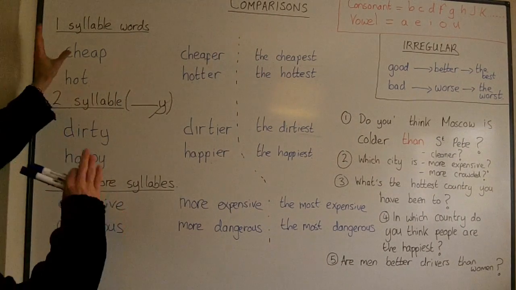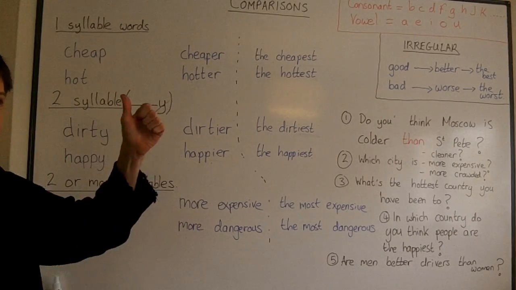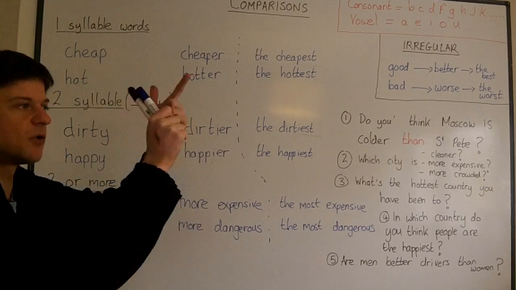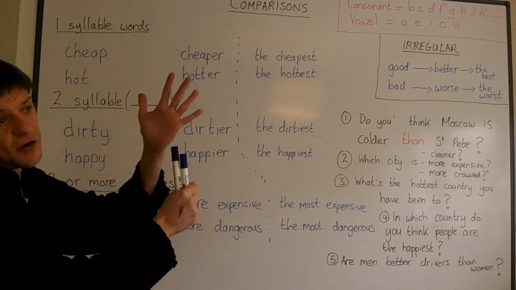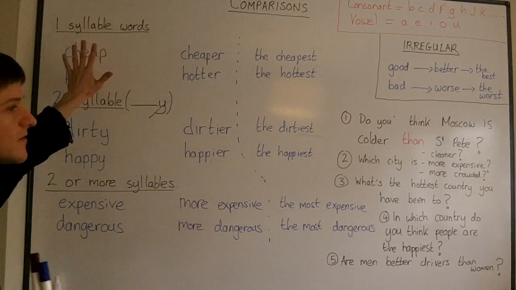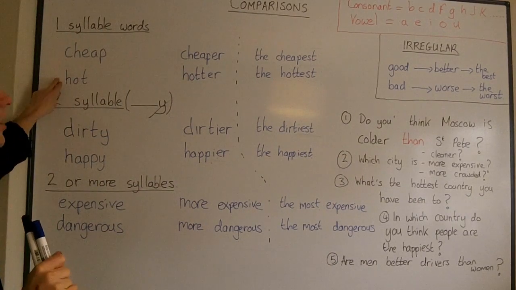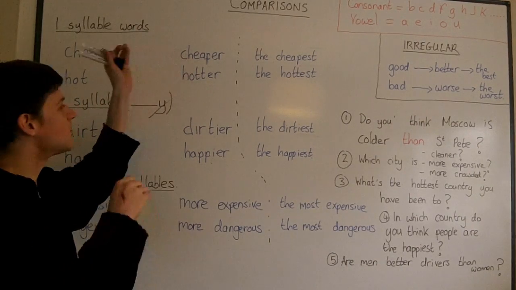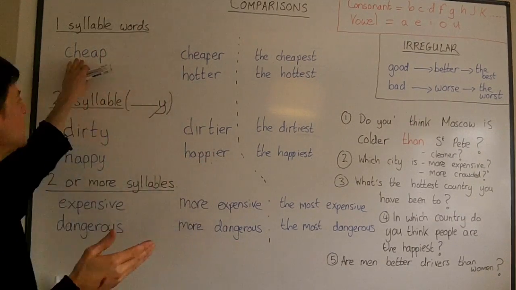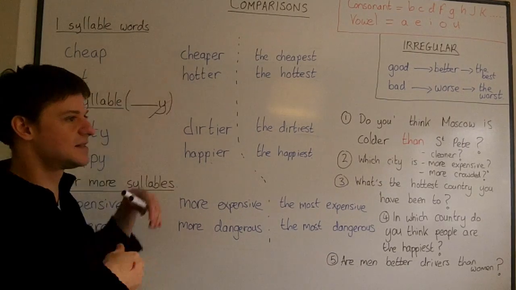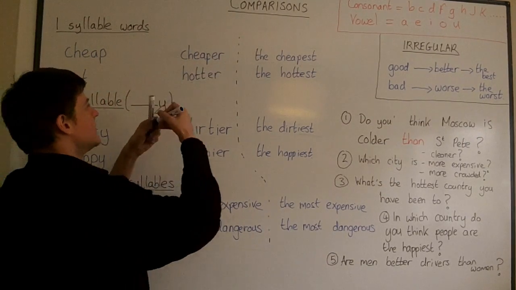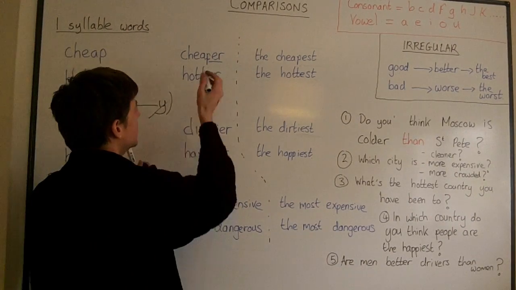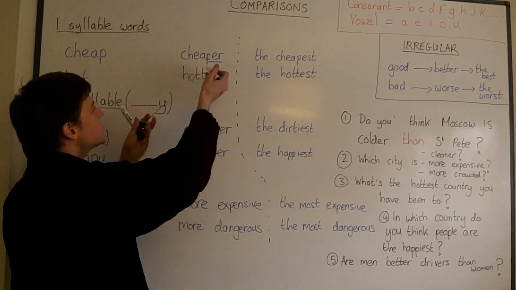So, we have one syllable adjectives. One syllable means one sound in the word, like big, small, hard, fast, soft, safe. These are one syllable adjectives. Cheap, hot, one sound. Okay, if we want to say cheap, cheap is дешевый. But if you want to say дешевле, you just add er with one syllable words. Okay, so cheap becomes cheaper.